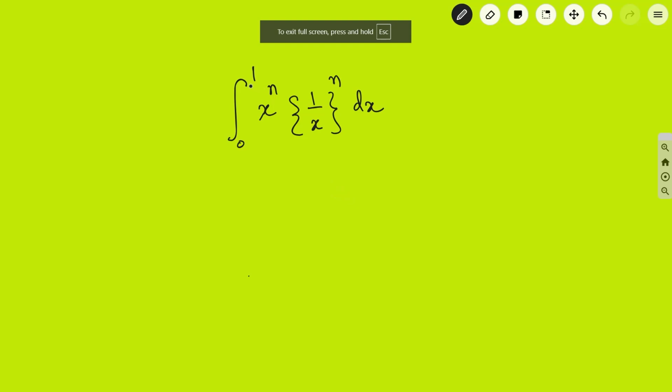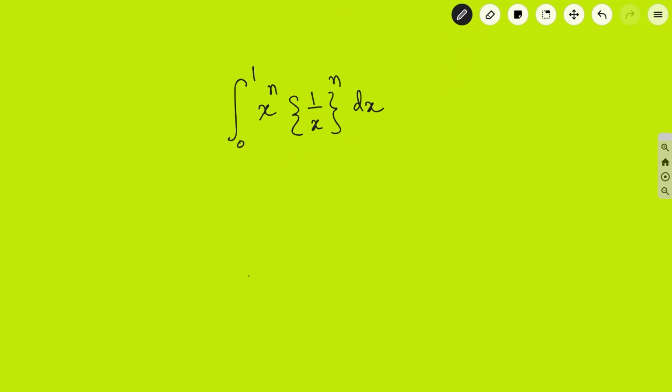Everybody, so today we'll try to do an integral. This is the integral from 0 to 1 of the fractional part of 1 by x, to the power n, dx. What you see here is called the fractional part of a number, any number. So how do we do this particular integral? This is the kind of integral which we are not used to, right?